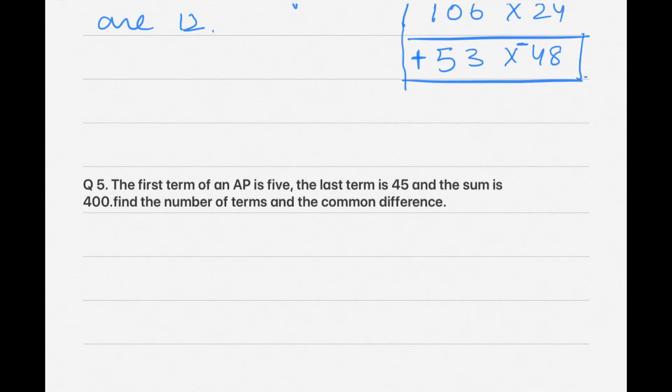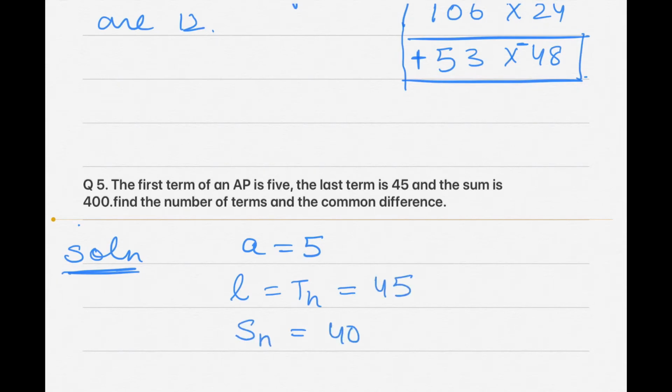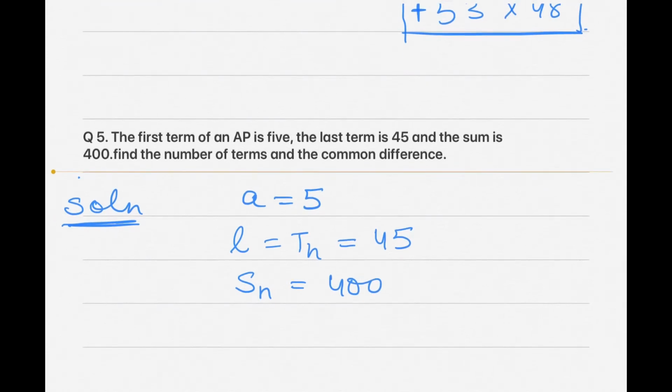Question number 5 says the first term of an AP is 5 and the last term is 45 and the sum is 400, and you have to find the number of terms as well as the common difference. Okay, so let's see. We start with the solution of this question. So it says first term is 5, so my a is equal to 5, and the last term, or I can say the nth term, is 45, and the sum of n terms is also equal to 400, and I have to find n and I have to find d.